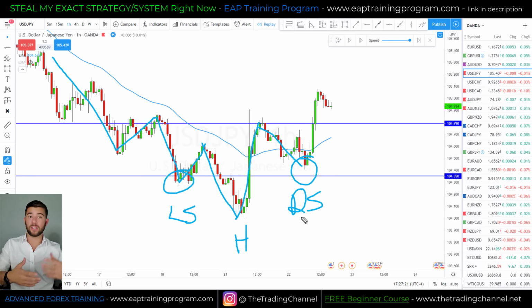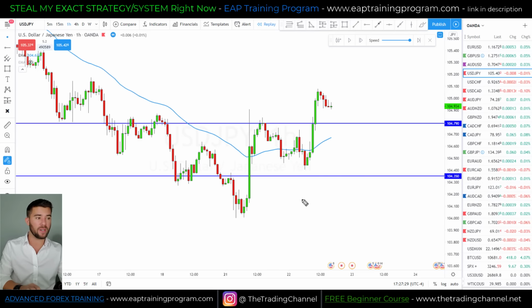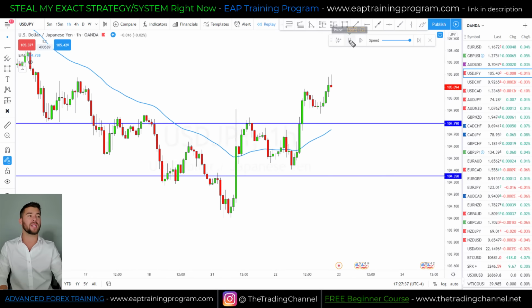So in these zones, I like to trade price action patterns with confirmation. In this specific case, I got a very nice head and shoulders price action pattern with confirmation. Here was my head and shoulders. The confirmation was the next candle being green. So with that being the case, I wanted to go long. Let's see how it played out.